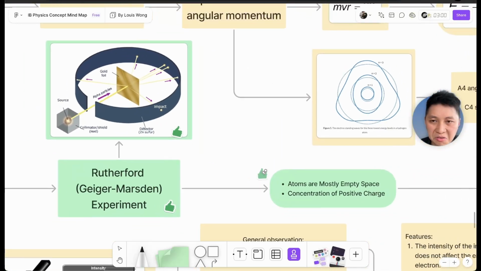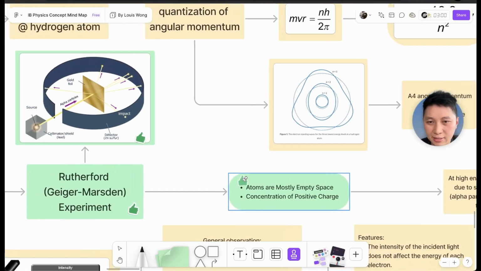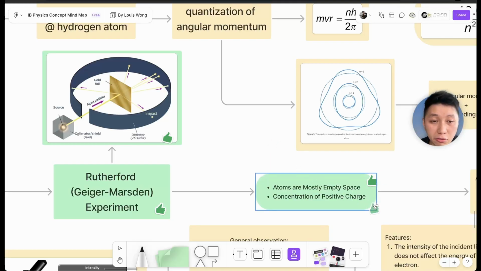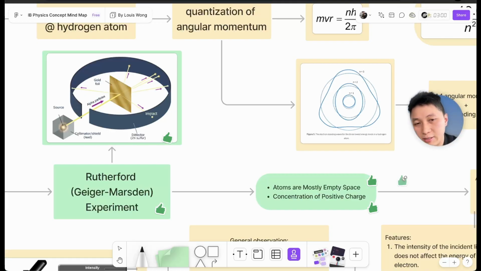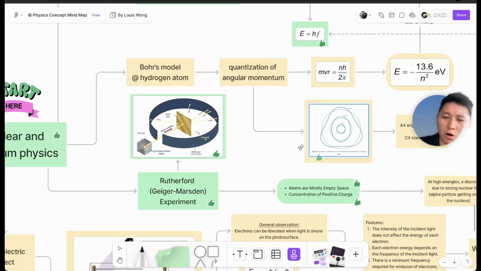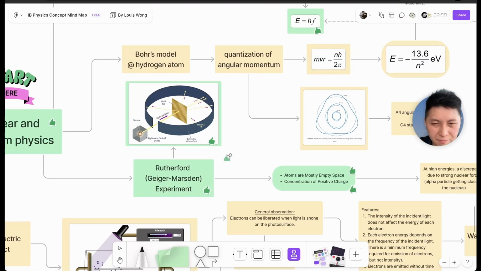So the numerical result tells us that the atom is actually mostly empty. The only way you can explain what happened from this result is that the atom is mostly empty, and you only have the nucleus very concentrated at the middle, and the nucleus is positive. They already knew alpha is positive, and that's how, when they reflected, they knew the nucleus is also positive. So this is what we learned from this Rutherford experiment.